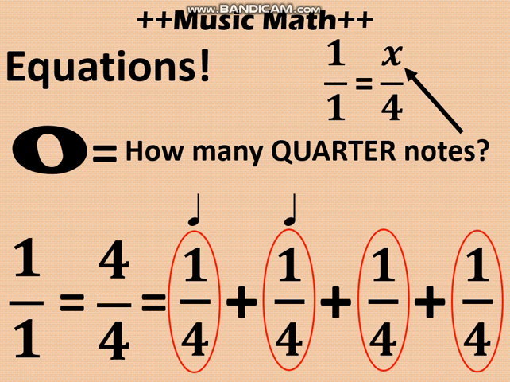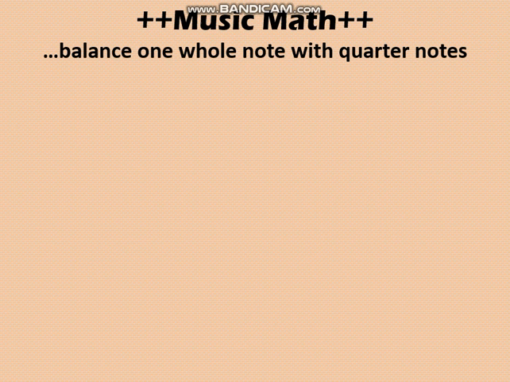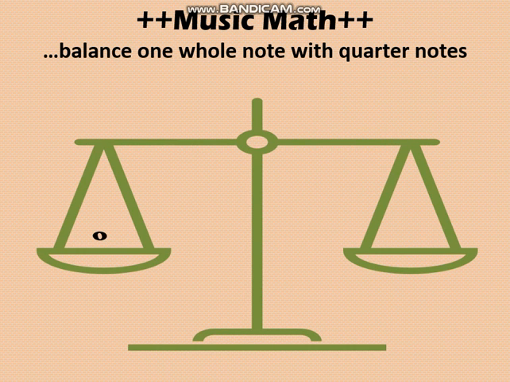Visualize quarter notes, 4 quarter notes. And most of the time in our typical 4/4 measures, each measure is the length of 4 quarter notes. You can't see 5 in there. You won't see only 3 unless there's a rest. But every measure is the length of 4 of those. So a whole note is the same length as 4 quarter notes. Let's put it on the scale. Whole note on one side. How many quarter notes do I need on the other to balance it? You guessed it. 4 quarter notes.